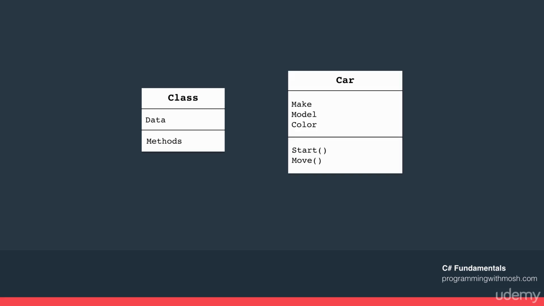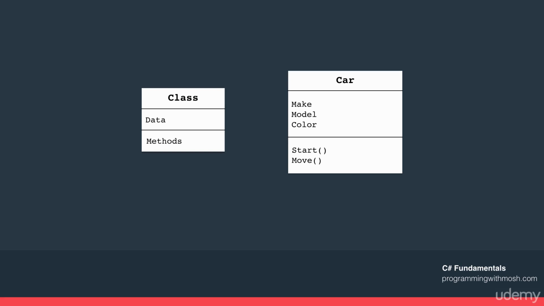Let me use an example. Think of a car. A car has some attributes, like its make, its model, its color. These are the attributes of a car. A car also has some functions. We can start it, or we can move it. So you can think of a car as a class.